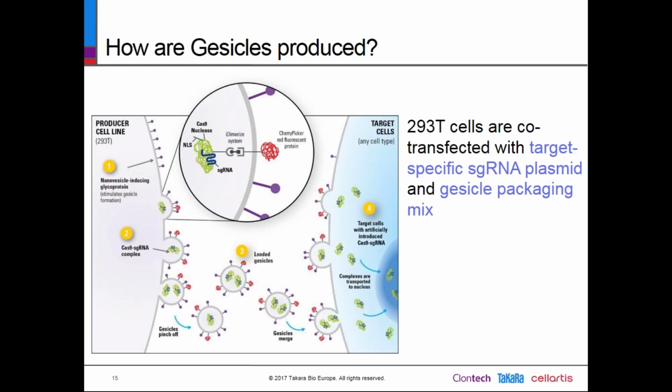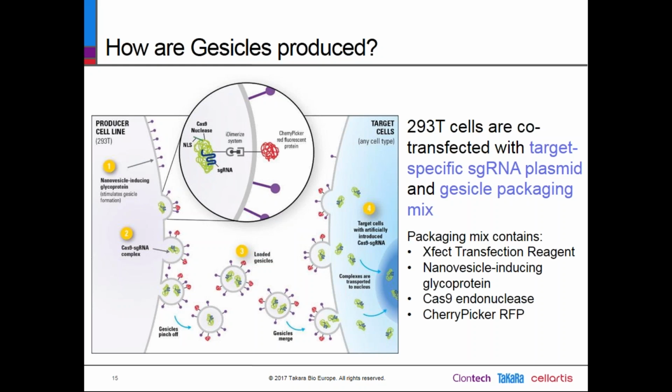So we provide a so-called jasicle production system in which you can produce your own jasicles that will contain both active Cas9 protein and your target-specific guide RNA. So jasicle production is a bit similar to lentiviral production, and you will use a 293T derived producer cell line that you will just co-transfect with a plasmid encoding your guide RNA sequence, and with a so-called jasicle packaging mix, which is provided in the kit, and that contains a lyophilized transfection reagent, and then lyophilized vectors encoding the nanovesicle-inducing glycoprotein, a vector encoding Cas9 endonuclease, and a vector encoding a membrane-bound red fluorescent protein called cherry picker.